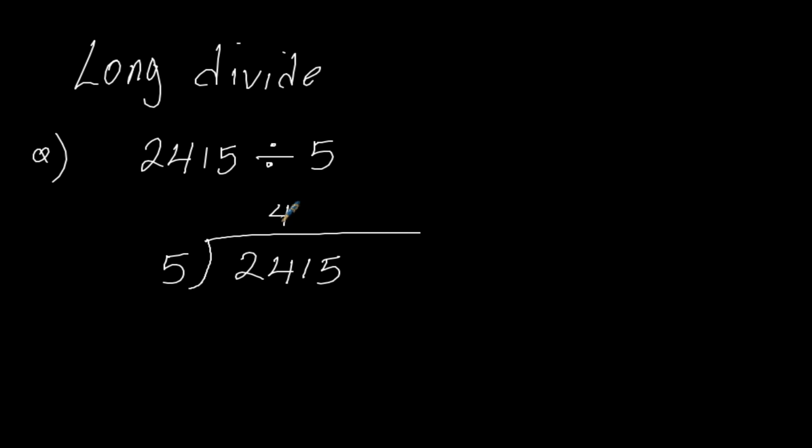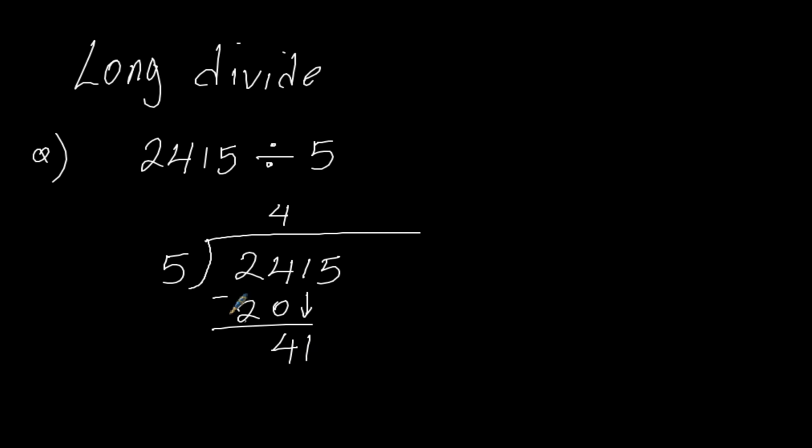and we multiply this 4 times 5, get a 20, then subtract. So when I subtract this, I get a 4, and I bring this digit down, which is 1, so I have 41.